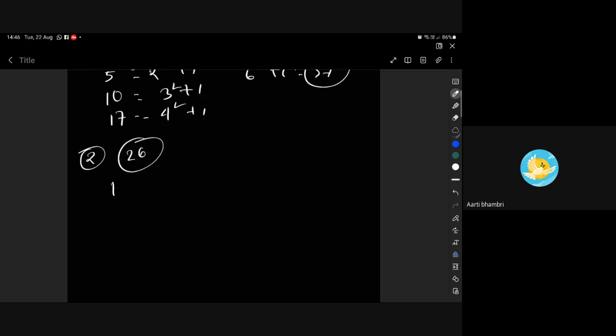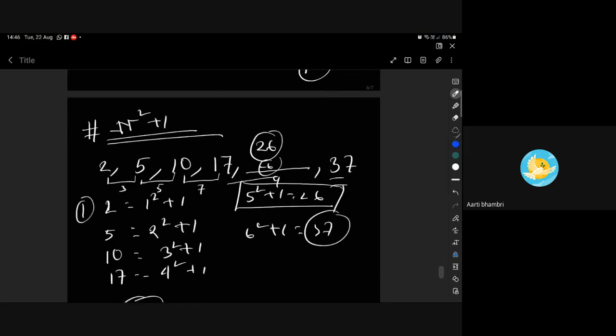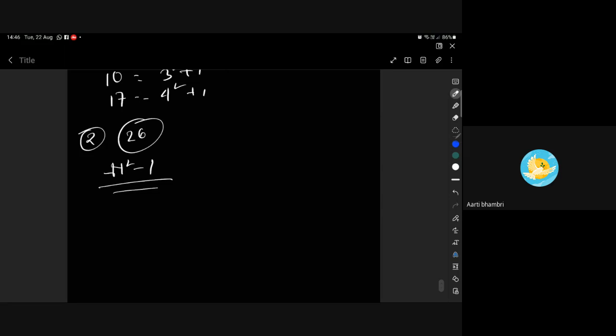Now another series they will give you is n square minus 1. So this is the example of n square plus 1. Now the n square minus 1 series. So suppose 0, 3, 8, 15, 24, 35, then how much?